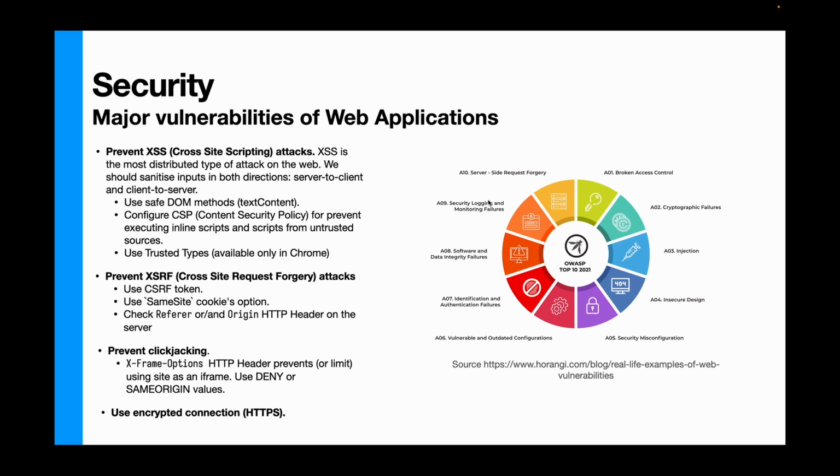The next topic is security. We discussed video security, and now let's look at the most common vulnerabilities of web applications. First of all, we have to prevent cross-site scripting, and there are recommendations for how we can do that. The next thing is cross-site request forgery, then clickjacking, and the last recommendation is to use HTTPS.